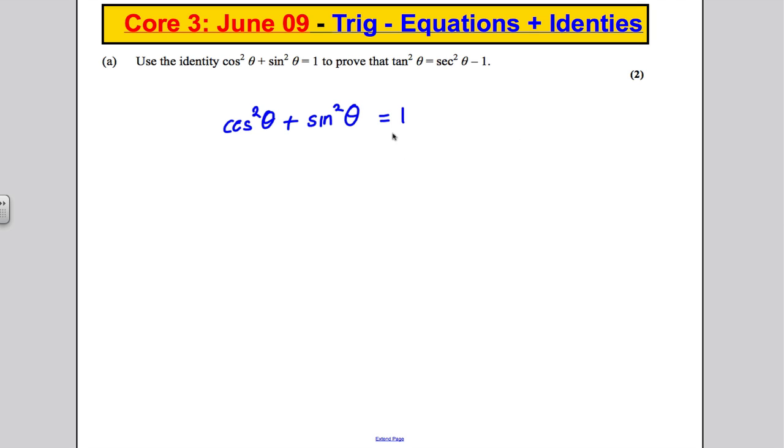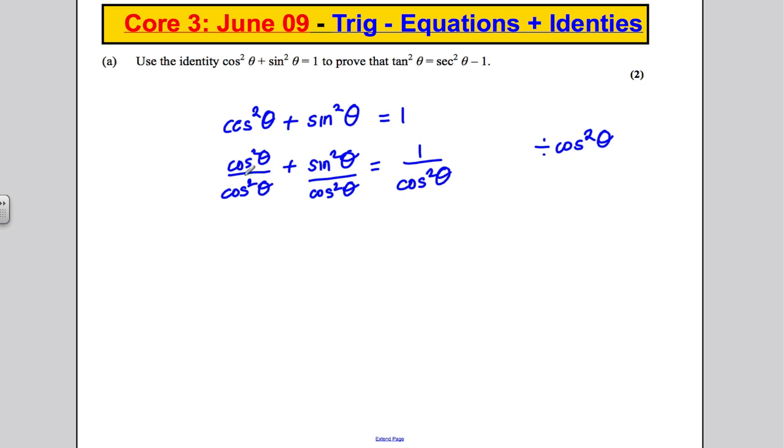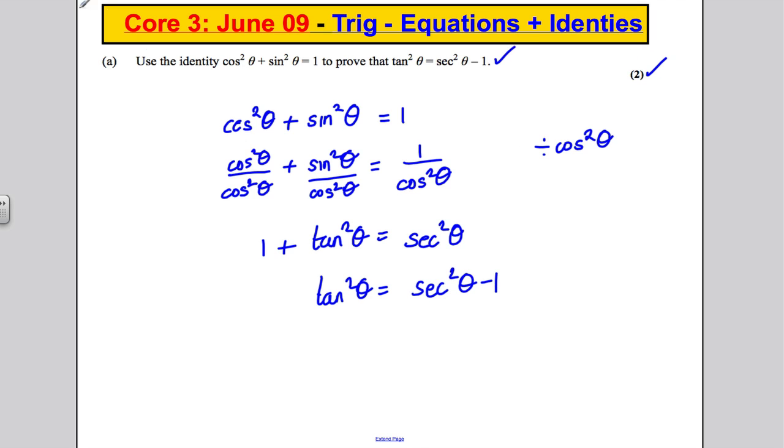If we divide everything through by cos squared theta, we get cos squared theta divided by cos squared theta plus sine squared theta divided by cos squared theta equals 1 over cos squared theta. Now cos squared divided by cos squared is 1, sine squared divided by cos squared is tan squared theta, and 1 divided by cos squared is sec squared theta, and therefore tan squared theta, subtracting 1 off both sides, is sec squared theta, take away 1. As required for 2 easy marks.